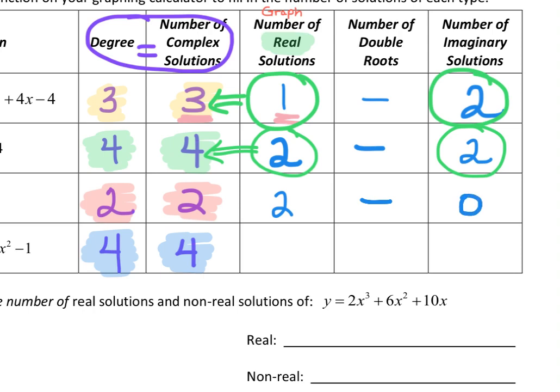And remember that your number of real solutions and your number of imaginary solutions should add up to the number of complex solutions. So 2 plus 0 is 2 in this problem.